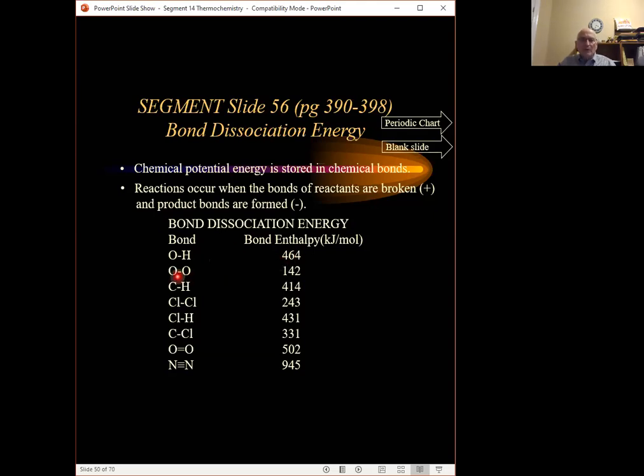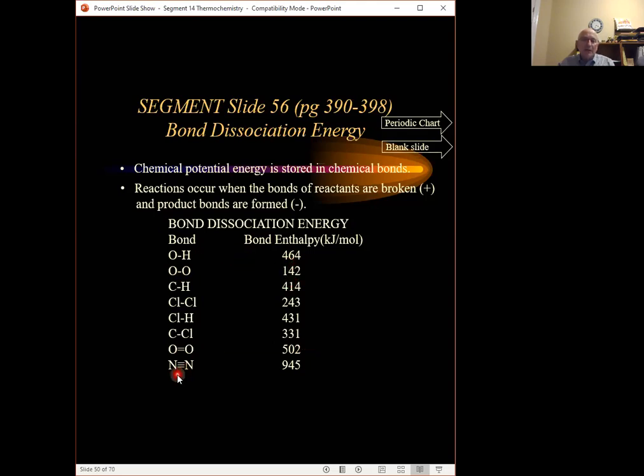And for the oxygen to oxygen single bond, peroxides have that, and it's easy to break. It only takes 142 kilojoules per mole to do that. Oxygen in air is diatomic, and it has a double bond between the atoms. That's 502. So that double bond is much, much stronger than the corresponding single bond would be.